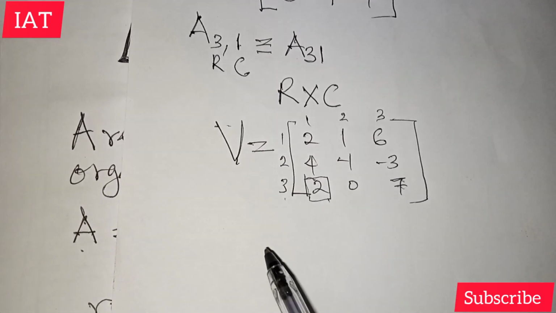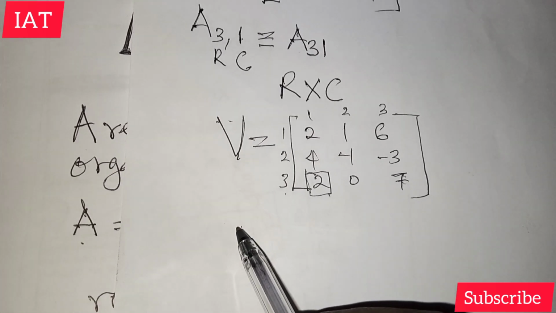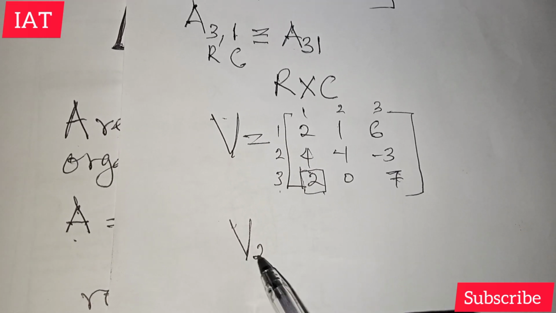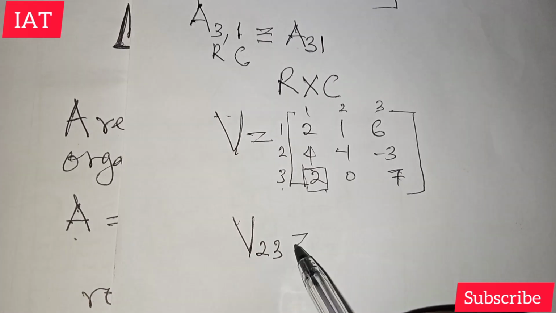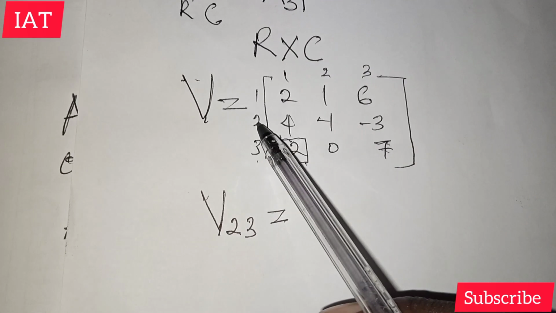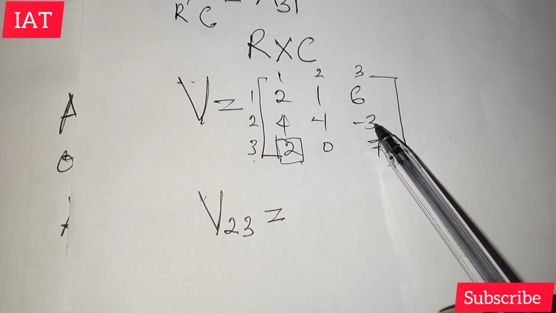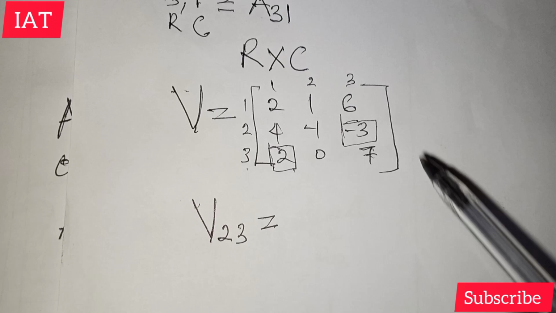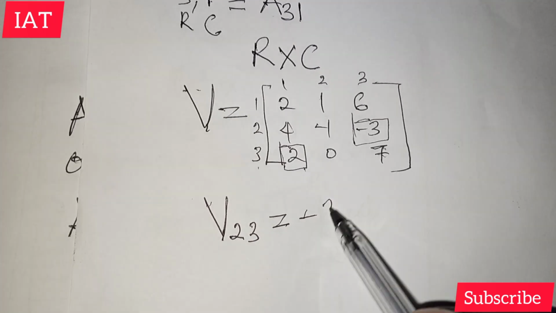Let's set another example for this. If I asked you to find V 2, 3. So what is the answer? What do you think is the answer for this? So this is the second row and then this is the third column. So it falls on this plane. So we have the answer to be minus 3.